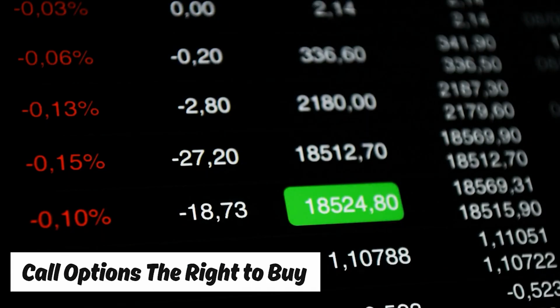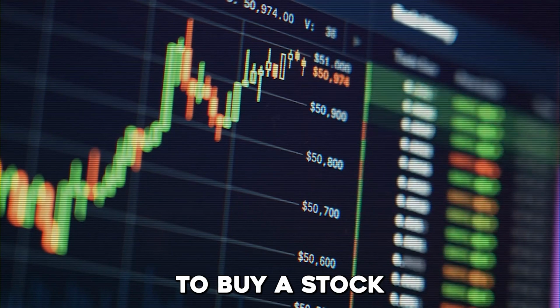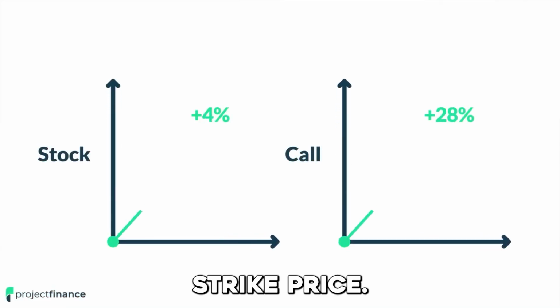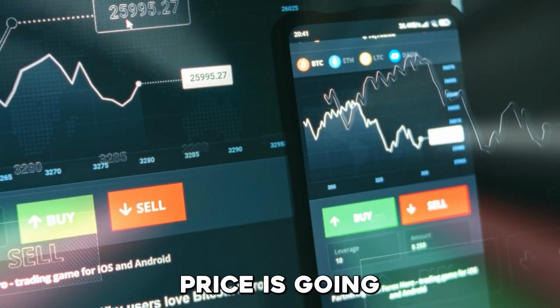Call options, the right to buy. A call option gives the buyer the right, but not the obligation, to buy a stock at a specified price, called the strike price, before the option expires. You buy a call option if you believe the stock's price is going to go up.